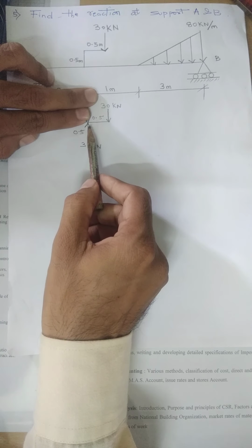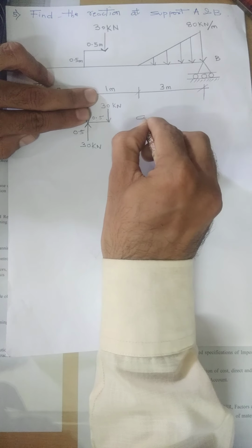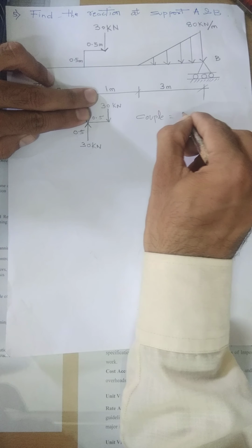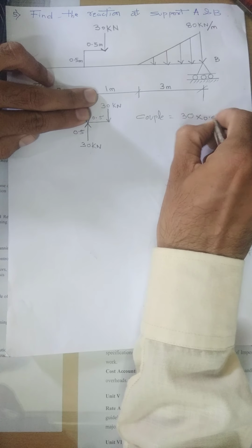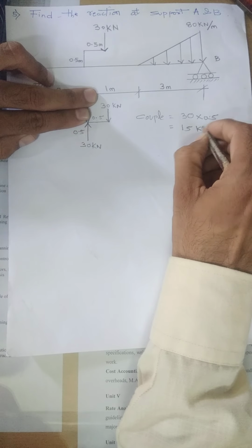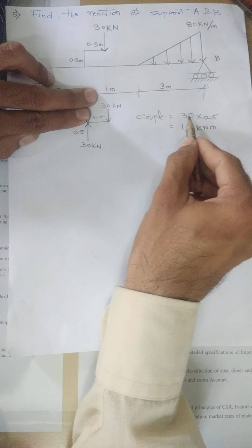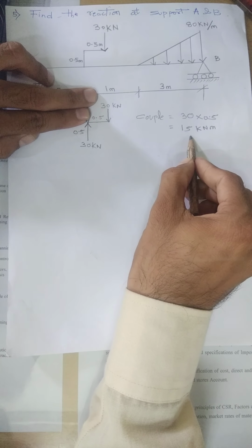What should be the intensity of that couple? It is 30 into 0.5. We assume that it is forming a couple, and its intensity is 30 into 0.5, which is 15 kilonewton meters, because it is multiplied with meters. Is that clear? These two forces, downward and upward, will form a couple having an intensity of 30 into the distance. The distance is 0.5, which has been given in the question. So 30 into 0.5 is 15 kilonewton meters.